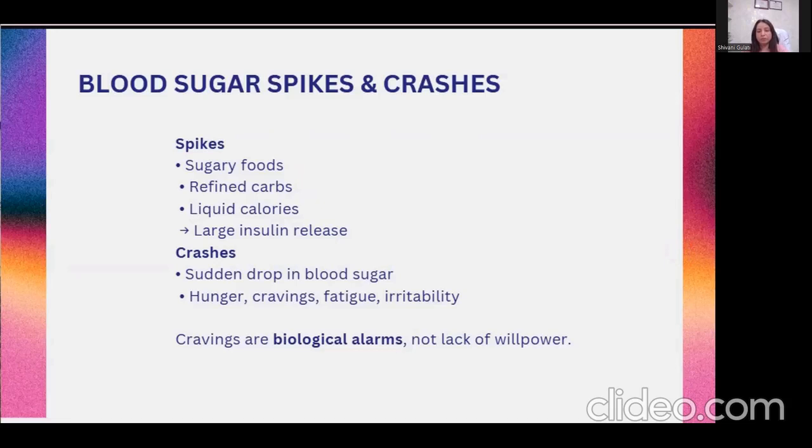So when people interpret it as a willpower problem, it is basically a biological response. So the body is simply trying to restore the stable energy back. Okay, so that's why these cravings are biological alarms, and they are signals of unstable sugars and not just the discipline.